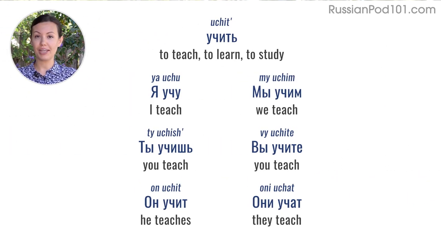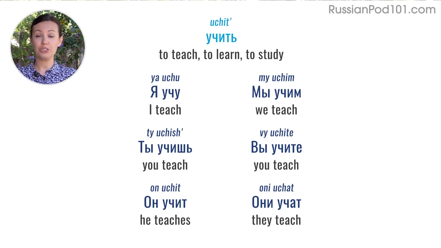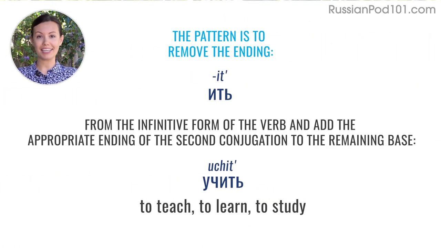Let's move to the second conjugation verbs and conjugate the verb учить, which means to teach, to learn, or to study. Я учу. I teach. Ты учишь. You teach. Он учит. He teaches. Мы учим. We teach. Вы учите. You teach. Они учат. They teach. The pattern here is once again to remove the ending ить from the infinitive form of the verb and add the appropriate ending of the second conjugation to the remaining base уч.